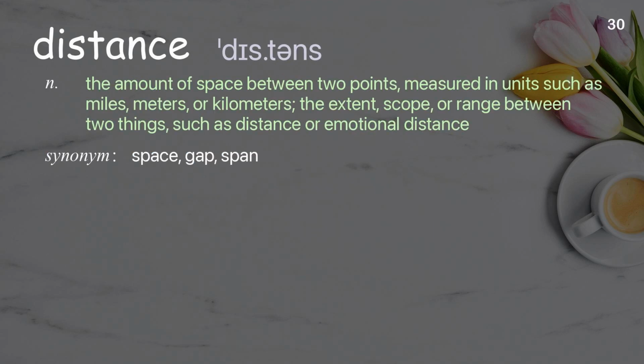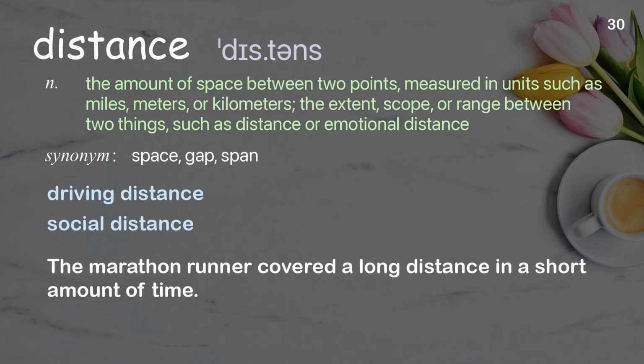Distance. The amount of space between 2 points, measured in units such as miles, meters, or kilometers; the extent, scope, or range between two things, such as distance or emotional distance. Examples: Driving distance, social distance. The marathon runner covered a long distance in a short amount of time.